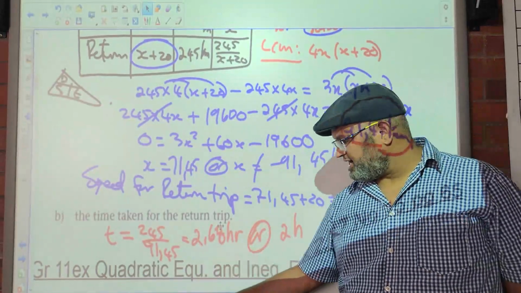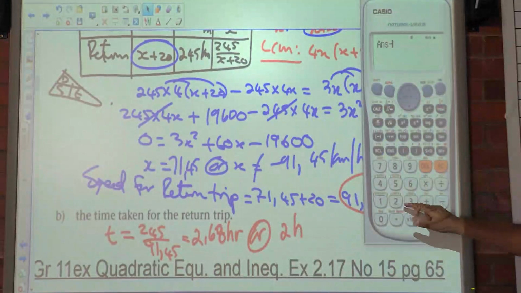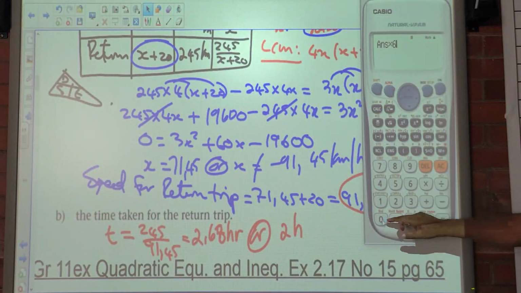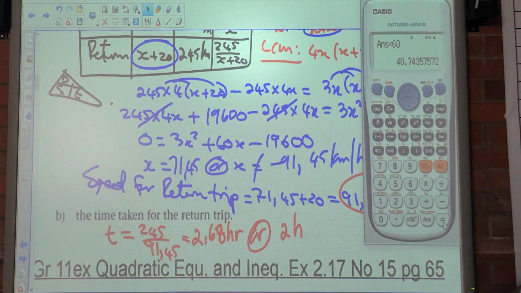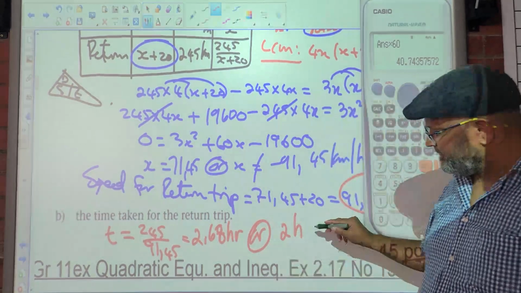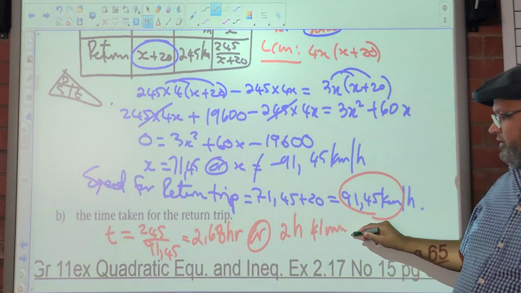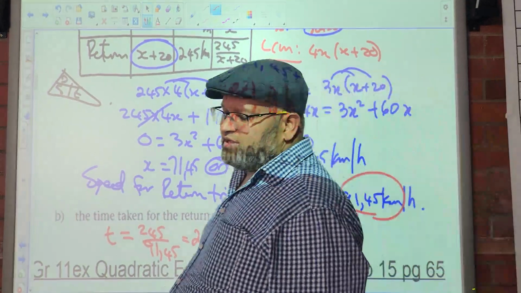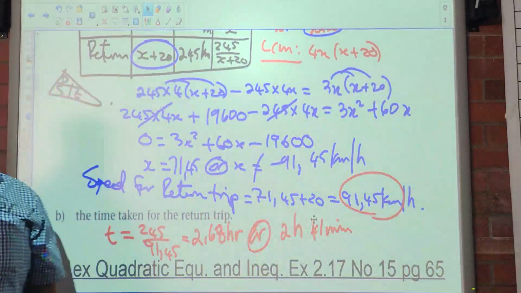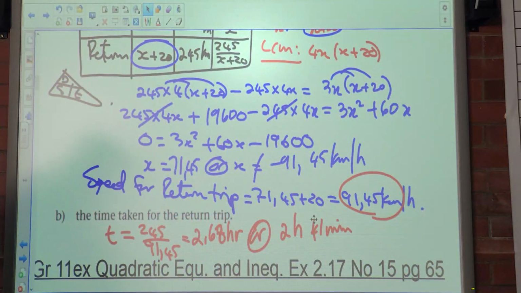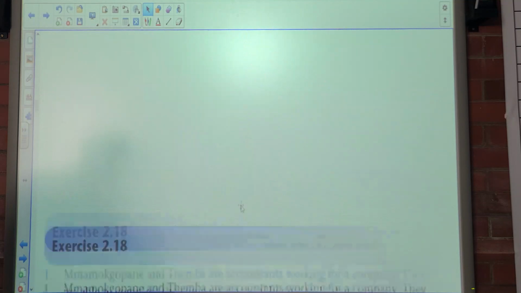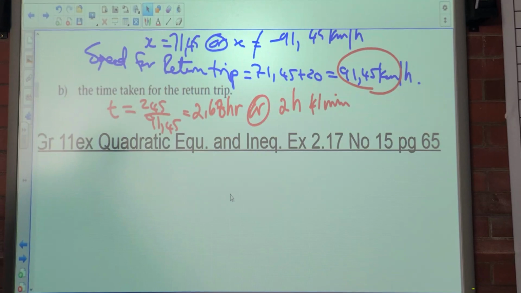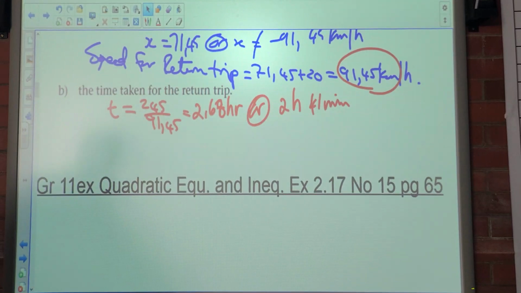But how many minutes are there in an hour? 60. So I multiply the answer by 60, which gives me 41 minutes. People, the question was not to write it in minutes and hours, but I'm just showing you in case the question was in terms of minutes and hours. People, that basically brings us to the end of exercise 2.6.